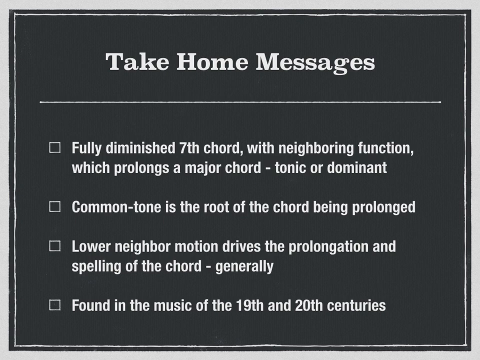Let's summarize what we learned in this video. The common-tone diminished 7th chord is a fully diminished 7th chord, which prolongs a major triad through the use of lower neighbor chromatic motion. In general, the root of the prolonged chord is the tone kept in common during the prolongation. It is often the 7th of the common-tone diminished chord as well.